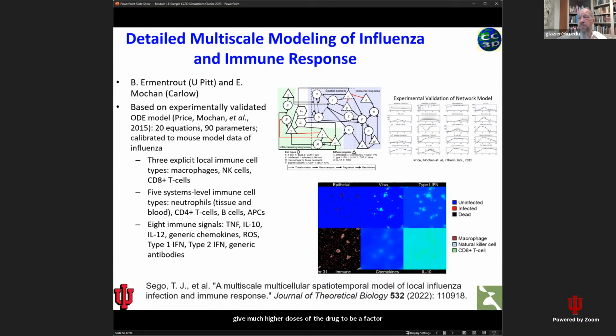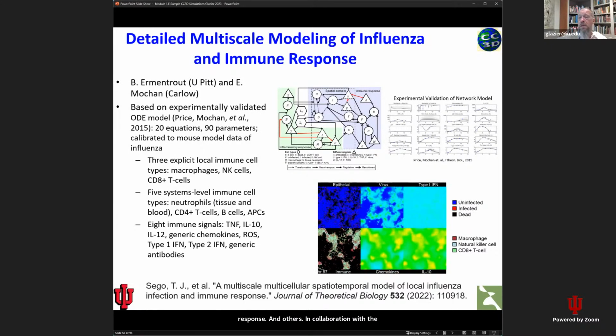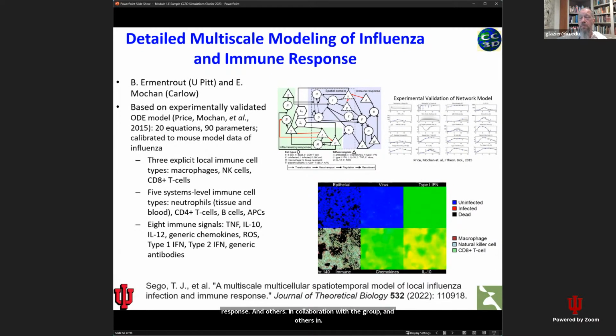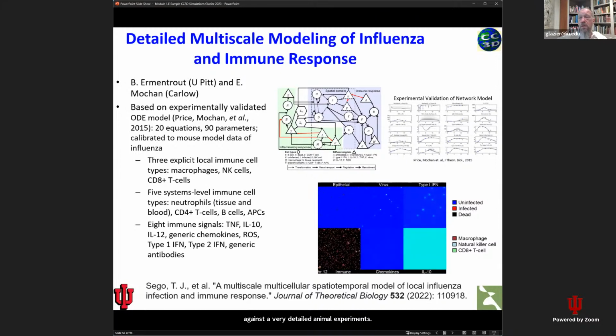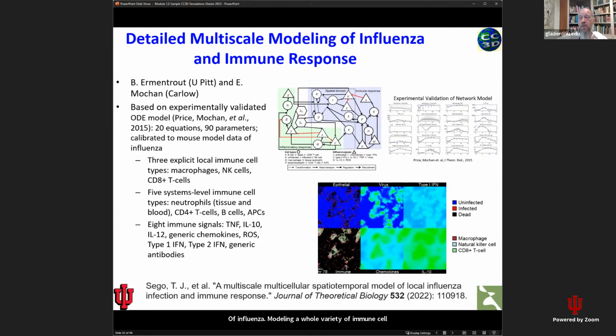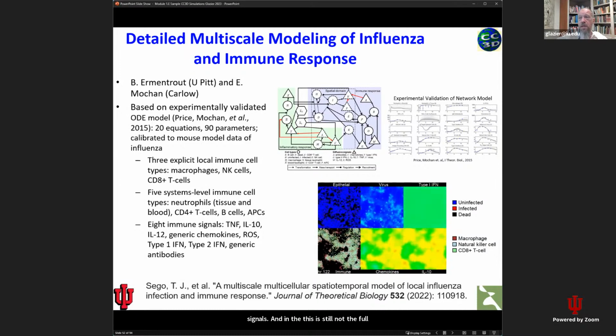That was a fairly simplified model of the immune response. T.J. Segoe and others, in collaboration with the group at Pitt and others in Pittsburgh, built a simulation that was validated against very detailed animal experiments of influenza, modeling a whole variety of immune cell signals and immune cell types in the lung. This is still not the full complexity of immune response in the lung, but it's getting pretty close.